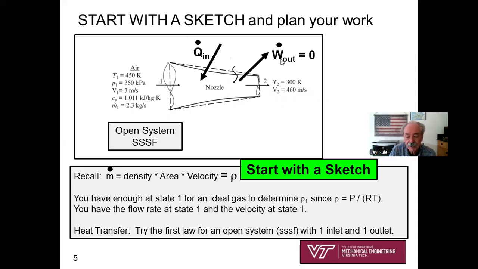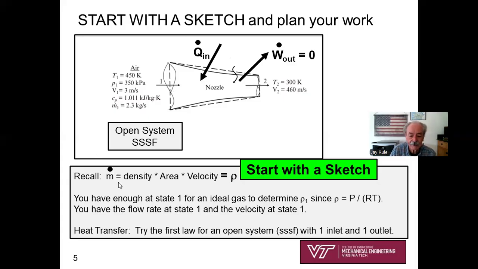Similarly, W dot out, I hope I've convinced you. So I've shown an arrow, W dot out, and I'm clearly showing that E equals 0. The output power of this nozzle is 0. That's going to be important for us. Okay, let's plan our work.